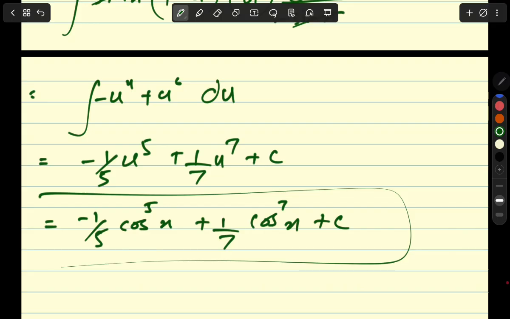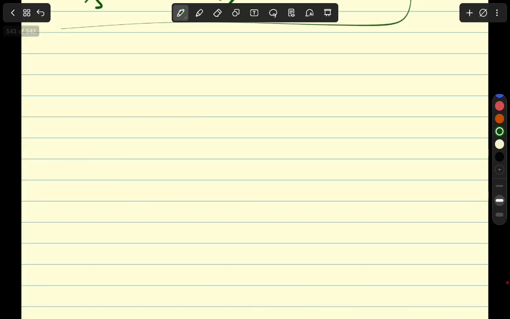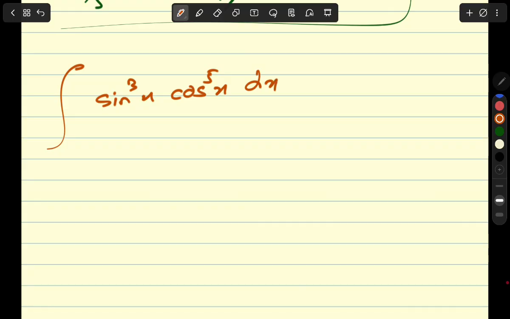Now what if both powers are odd? Let me change color. If you had to find the integral of sine cubed x multiplied by cosine of 5x dx, you could save one sine or one cosine. It's totally up to you. Both methods work. I'm going to do it with one method, you can do it with another one. But choose the route that leaves the simpler algebra. For example, save one sine.